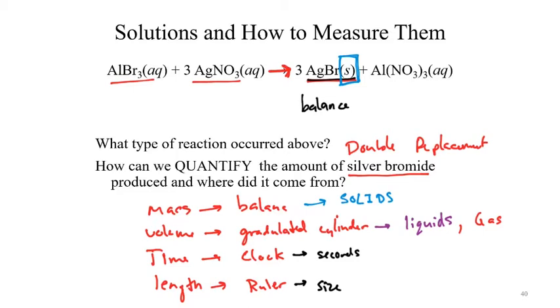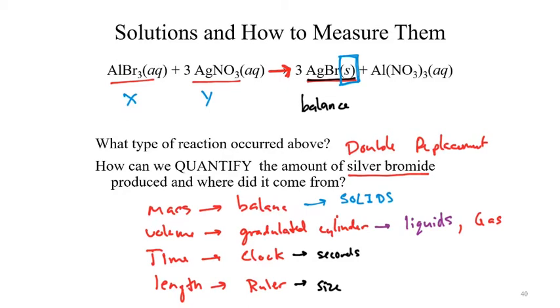So I want to know theoretically if I start with X and Y amounts, and we'll address the amounts here in a second, of the aluminum bromide, how much silver bromide could I make? Okay, so you should already be thinking, well, dang, that's going to require a conversion, and yes, it will.